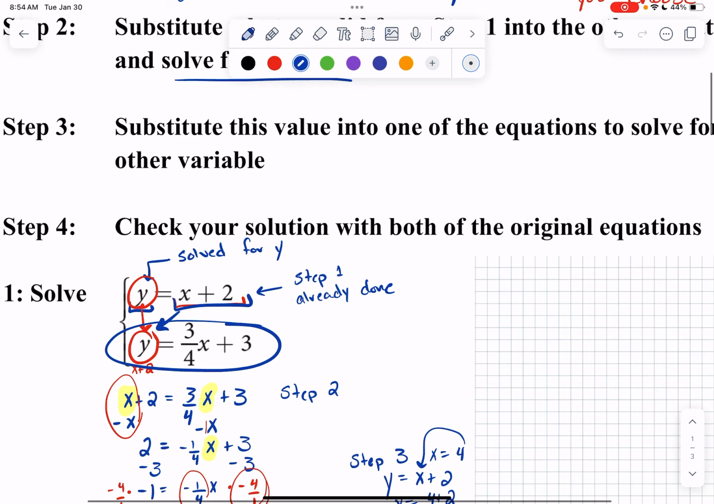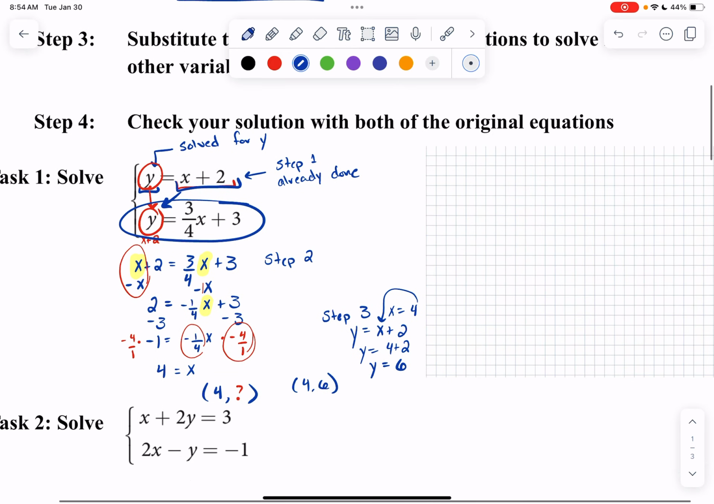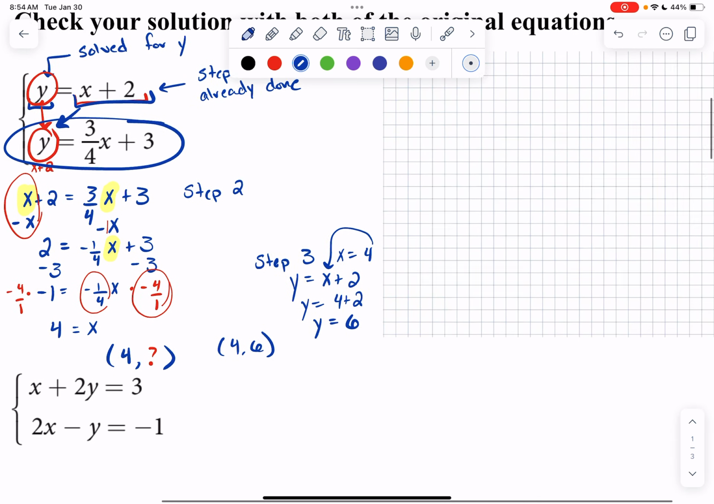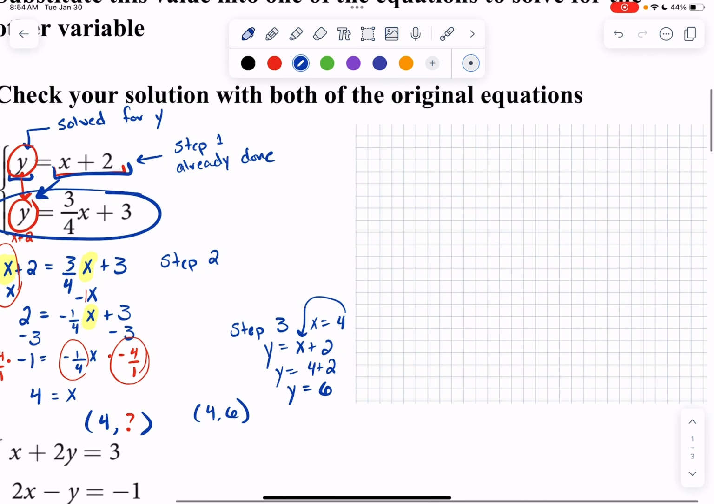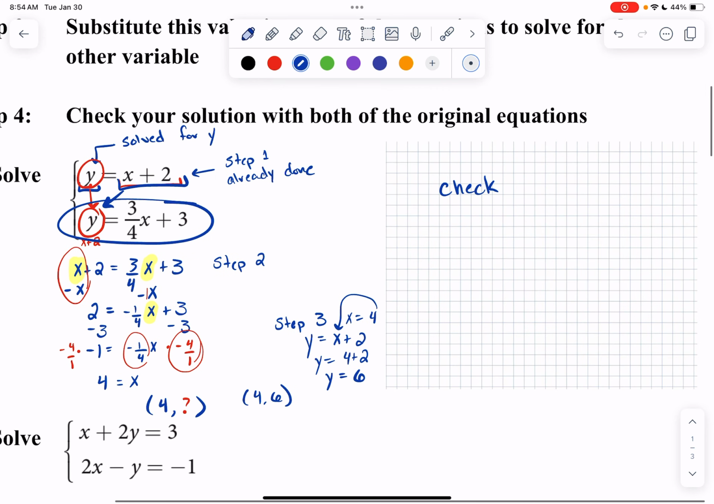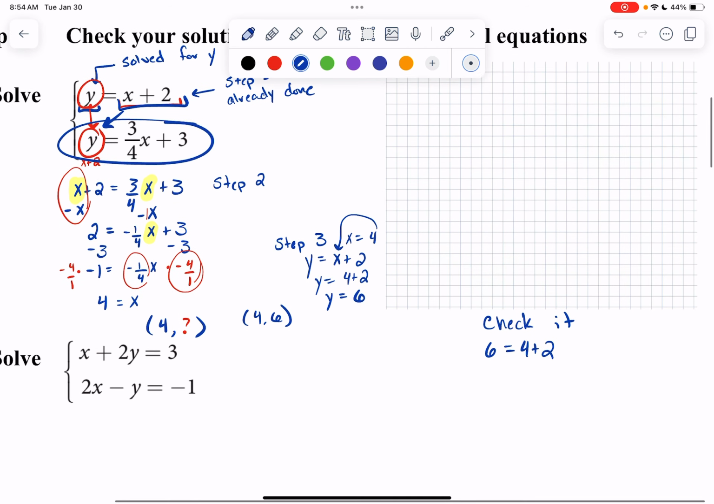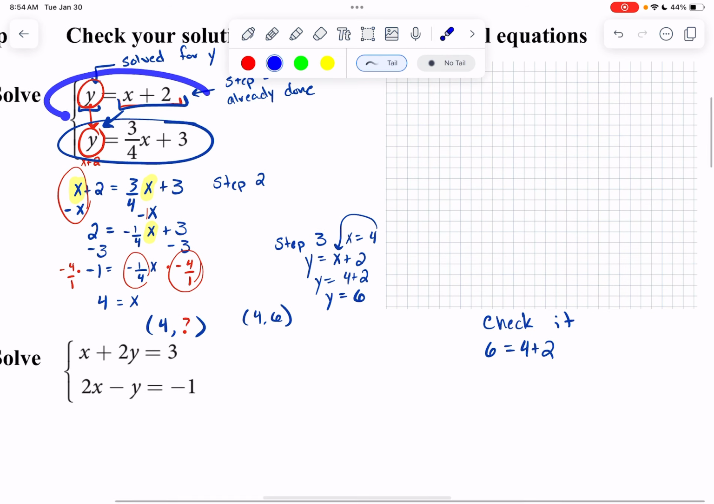Step 4, check your solution with both of the original equations. So we kind of already have checked it with this first one. We're not actually going to do any graphing on this one. Oh, maybe we will. No, I think we are going to graph. Sorry, change of plans. So now I need to check it. I'm going to come over here and just write check it over here on the side. So meaning when I put a 6 in for y, does 6 equal 4 plus 2? Yes, it does. That was putting it in this equation.